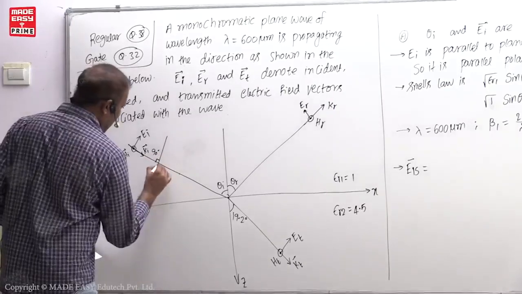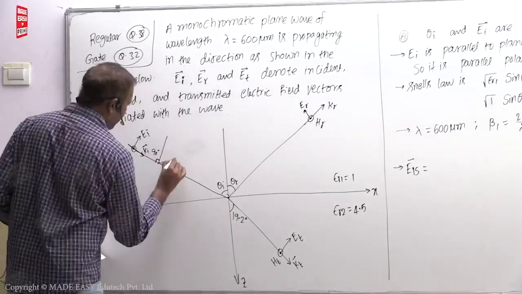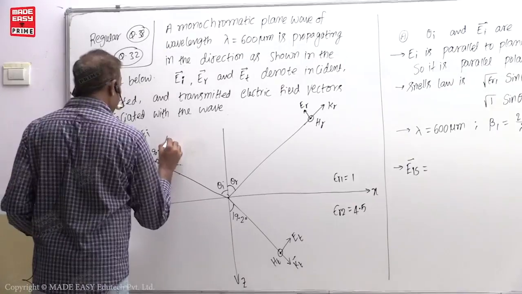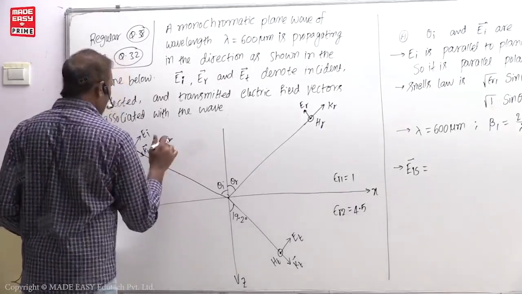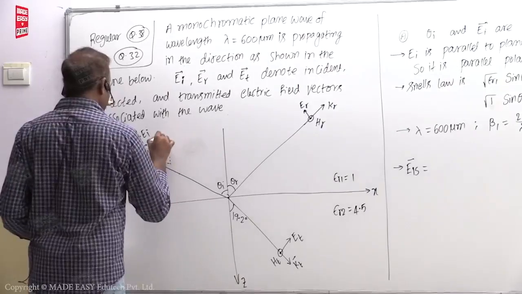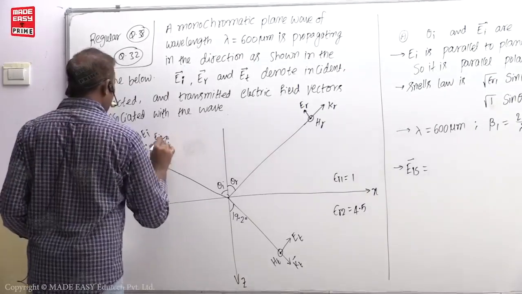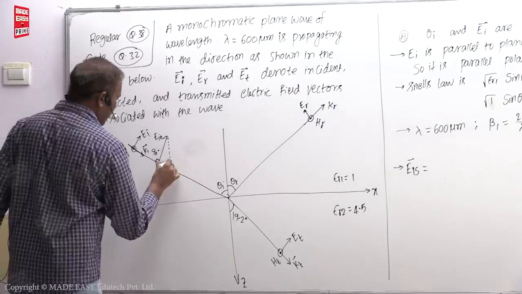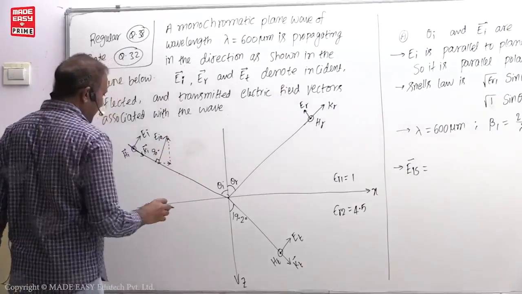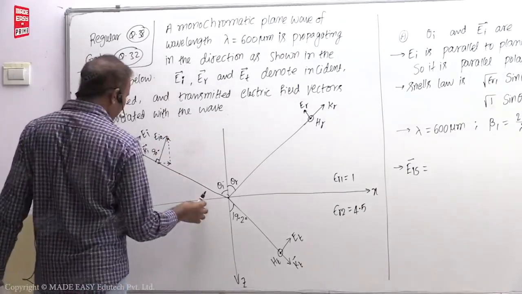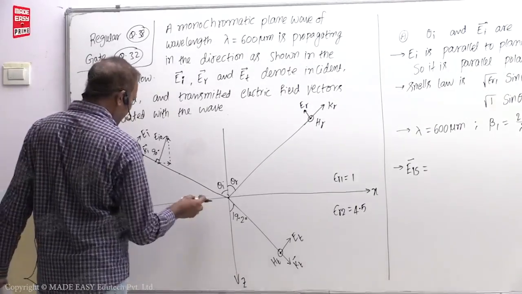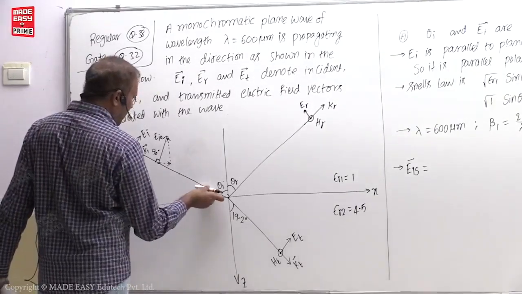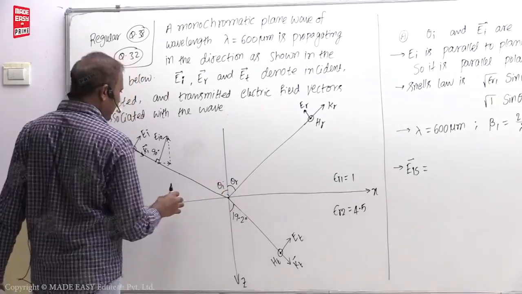Now I will draw a horizontal line here like this. Okay. Then like this. So this electric field direction is like this. So this is EI0 like this. Now this one. So the angle between this one and vertical is theta I.